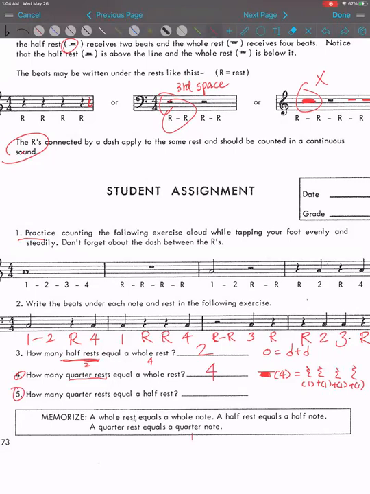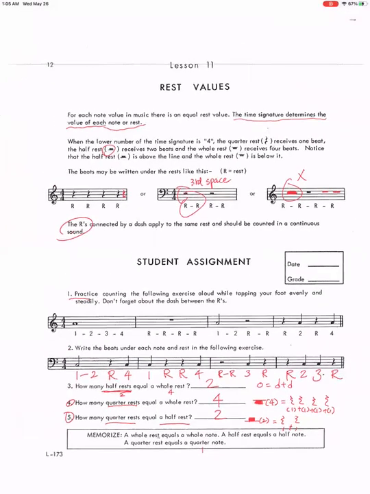Number 5: how many quarter rests equal a half rest? So a half rest looks like a hat, the normal way. This is 2, equals how many quarter rests? So we're going to do 1 quarter rest, 1 plus 1 equals 2. So the answer is 2. That's the end of Lesson 11.